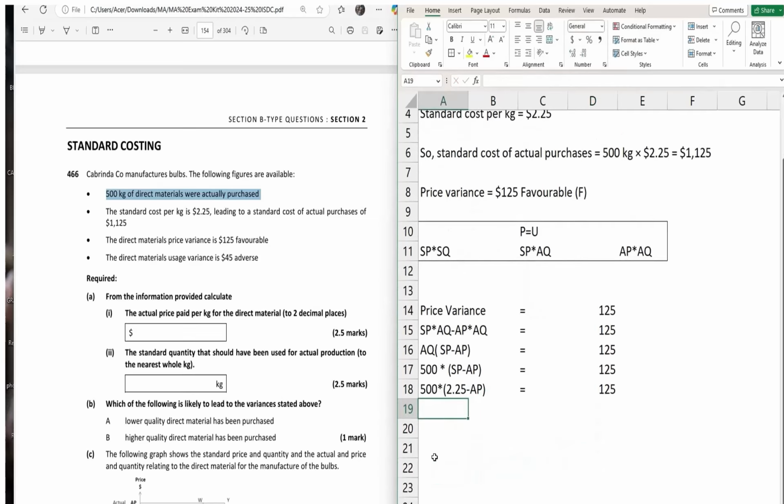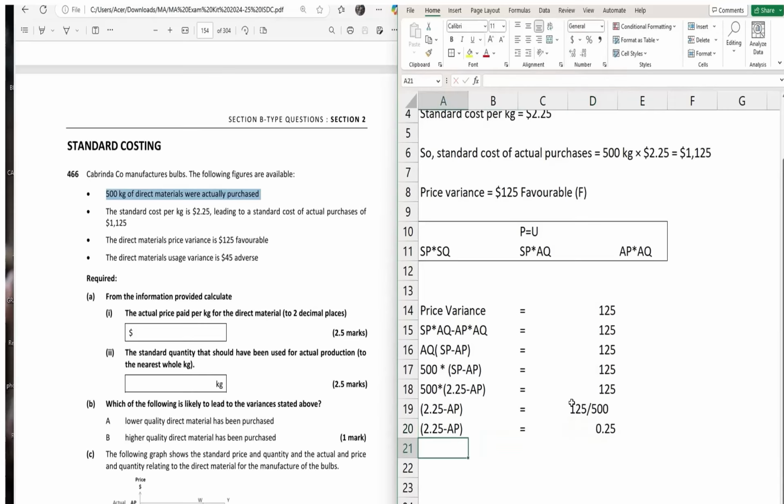Now you have to solve this equation, you will get your value. So I will just write down 2.25 minus AP on the left hand side, and take 500 on the other part of the equation. That means divide. Here it is multiply, so here it will be divide. So 125 divided by 500, it will give me 0.25.